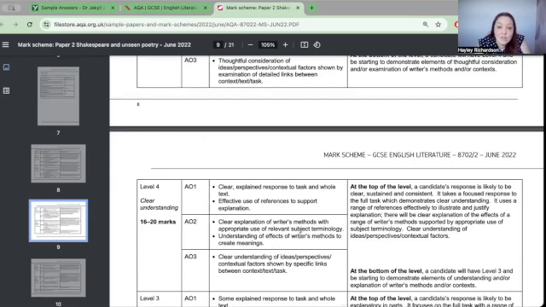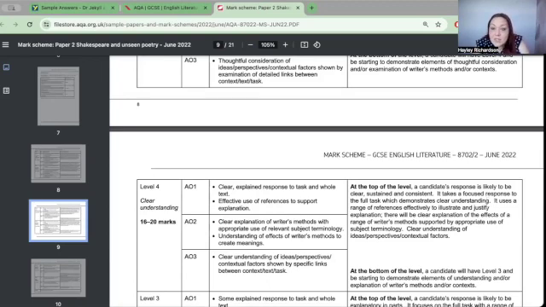Clear explanation of writers' methods with appropriate use of relevant subject terminology, understanding of effects of writers' methods to create meanings. Now, I would say that here is where they fell down a little bit. But they did do it to some extent. So I'm going to say, yeah, that's a lesser one, but it's still there. Clear explained response to task and whole text. Yeah, they did that. Effective use of references, that means quotes or saying in this scene, to support explanation.